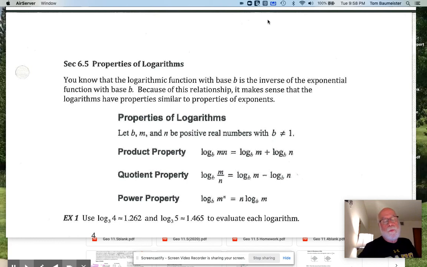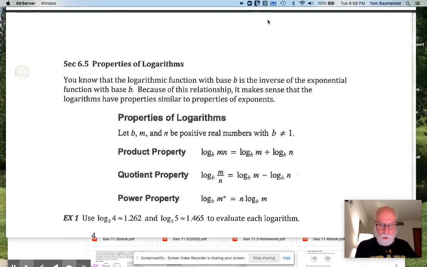Okay, section 6.5 is properties of logarithms. You know that the logarithmic function with base b is the inverse of the exponential function with base b. Because of this relationship, it makes sense that the logarithms have properties similar to the properties of exponents. So the properties of exponents say, let b, m, and n be positive real numbers with b not equal to 1.